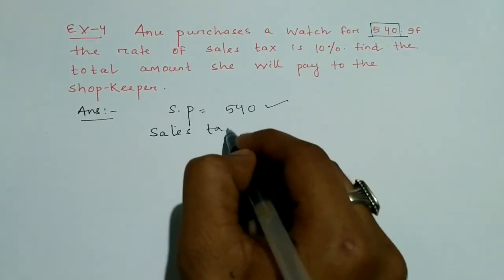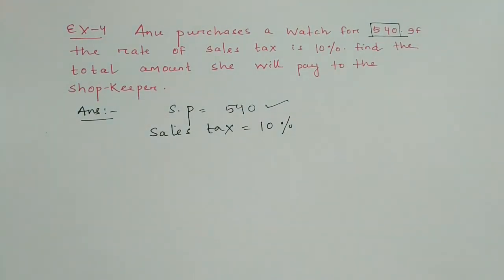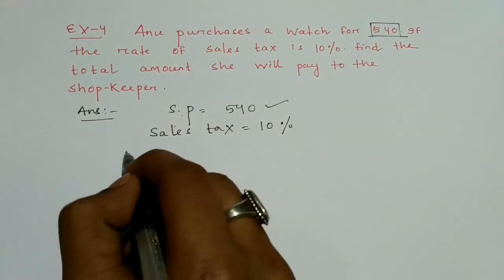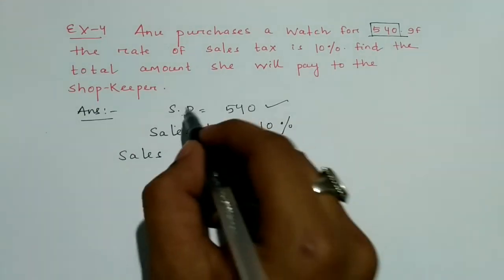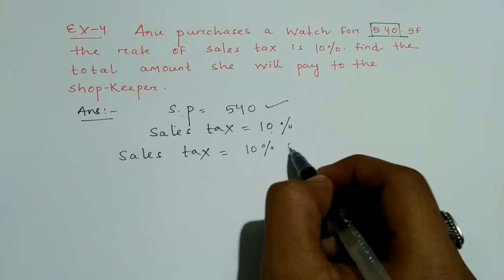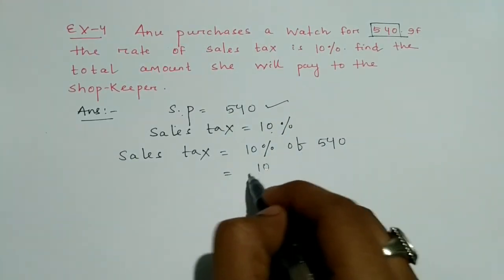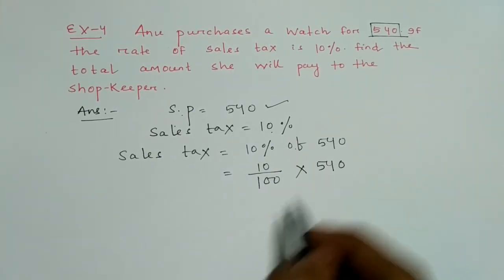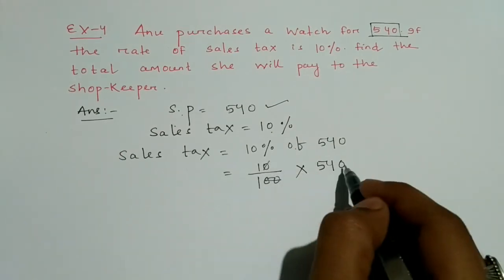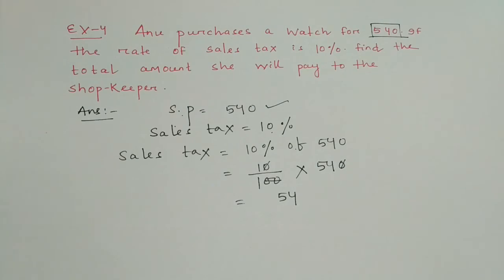So sales tax is 10%. As I already said, the sales tax is always calculated upon the selling price. So I can say sales tax will be 10% of the selling price, that is 540. So 10% means 10 by 100, of means multiplication, 540. So 20 got cancelled, and we got sales tax is 54.